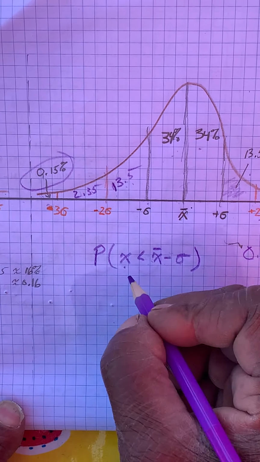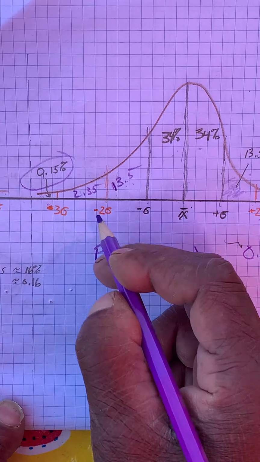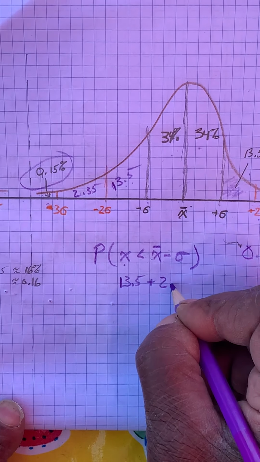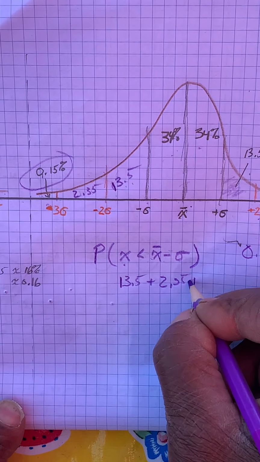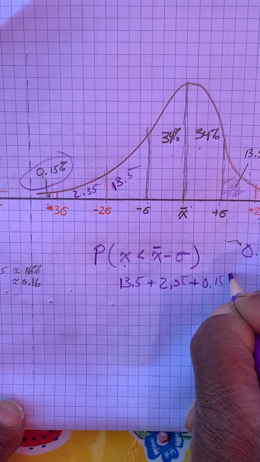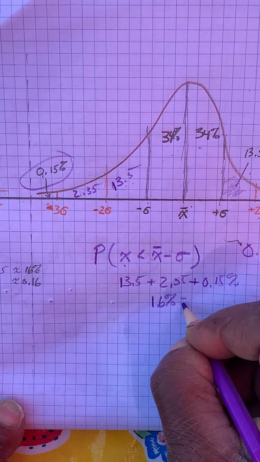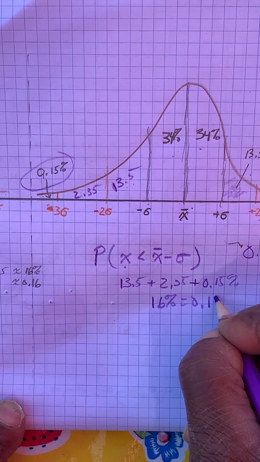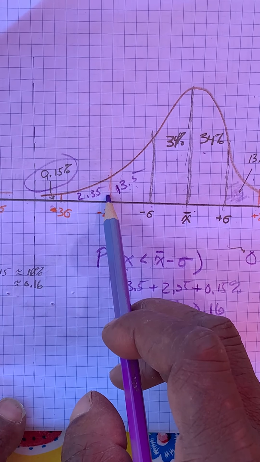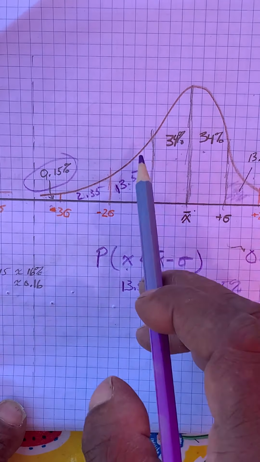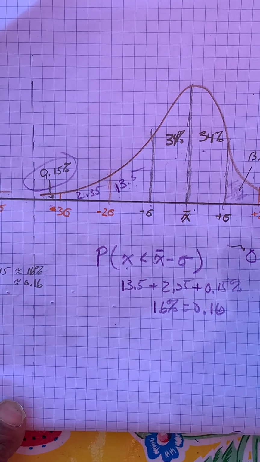So that means we have that 13.5% plus that 2.35% plus that 0.15%. If you add that all together, you get 16%, or as a decimal, 0.16 is our probability. The probability of randomly selecting a number out of all these numbers that's in this region below the first standard deviation is 16%.